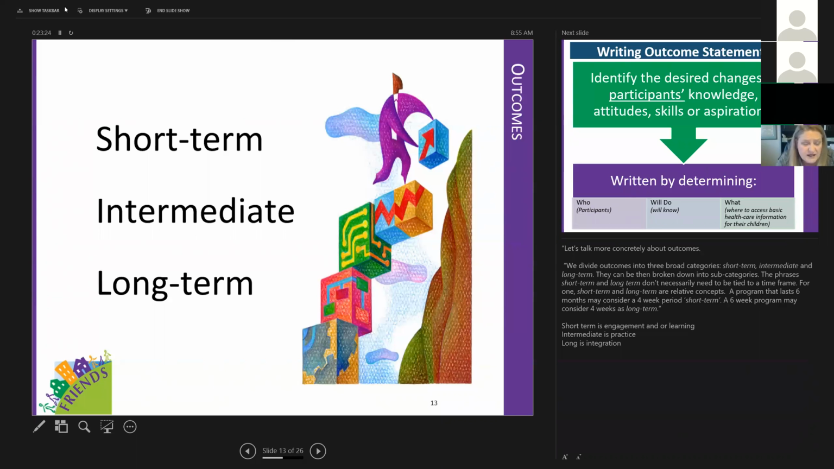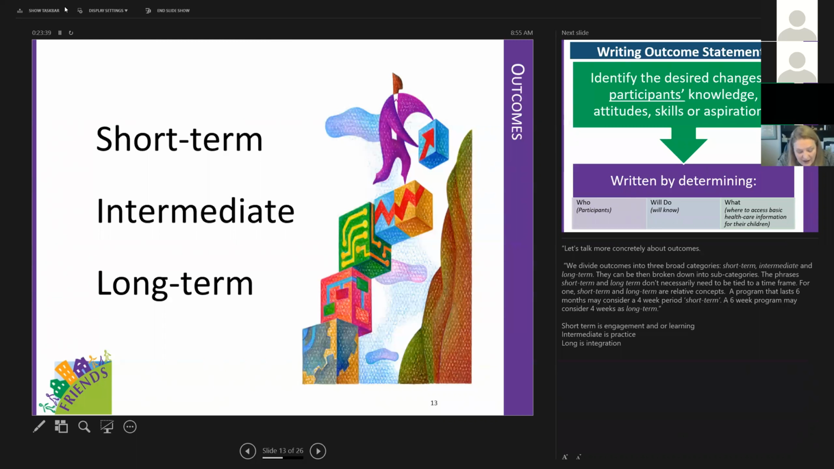Intermediate for us is more about practice. Folks beginning to take that knowledge, that new information that you've shared with them, and beginning to try it on, see how it fits for them. Does this make sense for what I do?